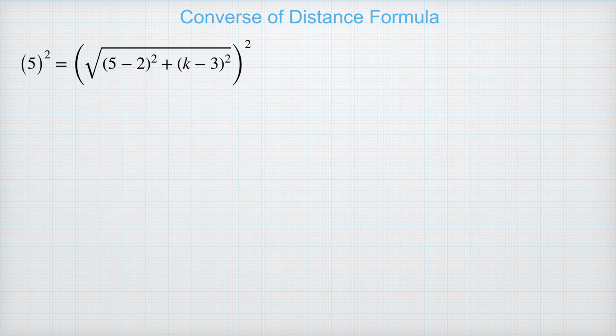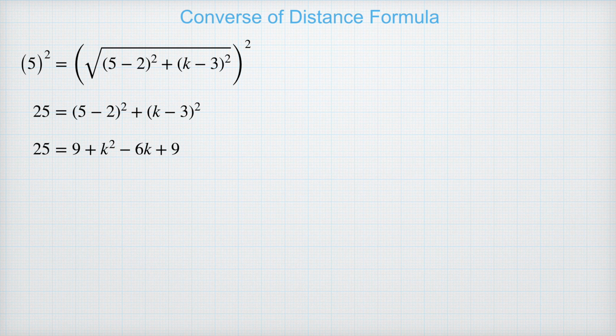The squaring of both sides gives us 25 on the left hand side and removes the square root function from the right hand side. We must now simplify this equation to solve for k. So 25 is equal to 9 plus k squared minus 6k plus 9.